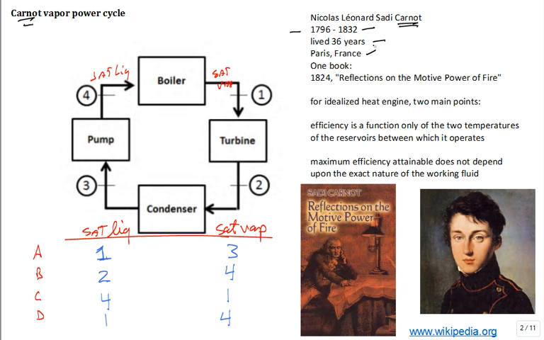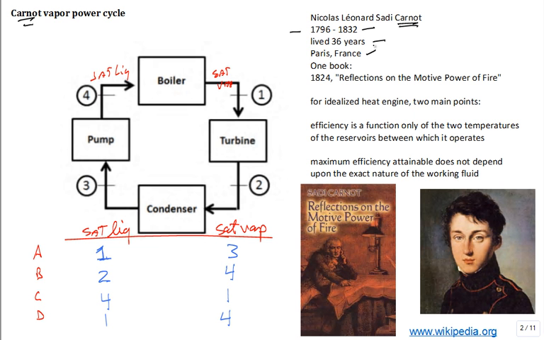one memoir or a book, okay? It was published in French, but I can't read French, so the English translation is Reflections on the Motive Power of Fire. Reflections, he's just thinking, on the motive, how you translate fire into motion, lifting, turning things. Burn something to turn something. Burn something to lift something, okay? So the motive power of fire.